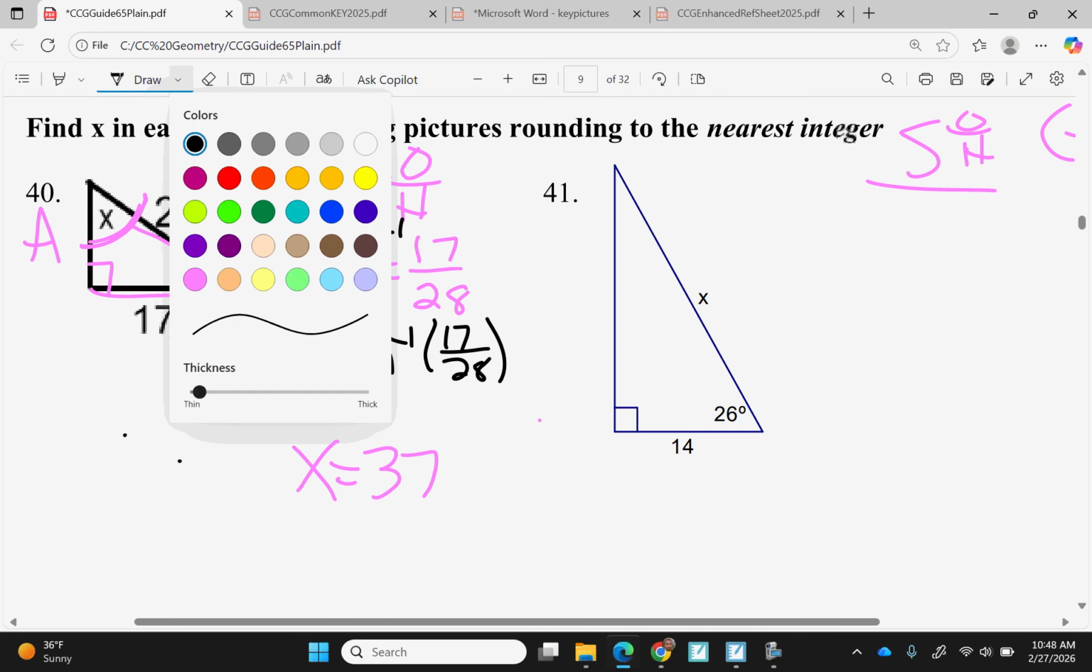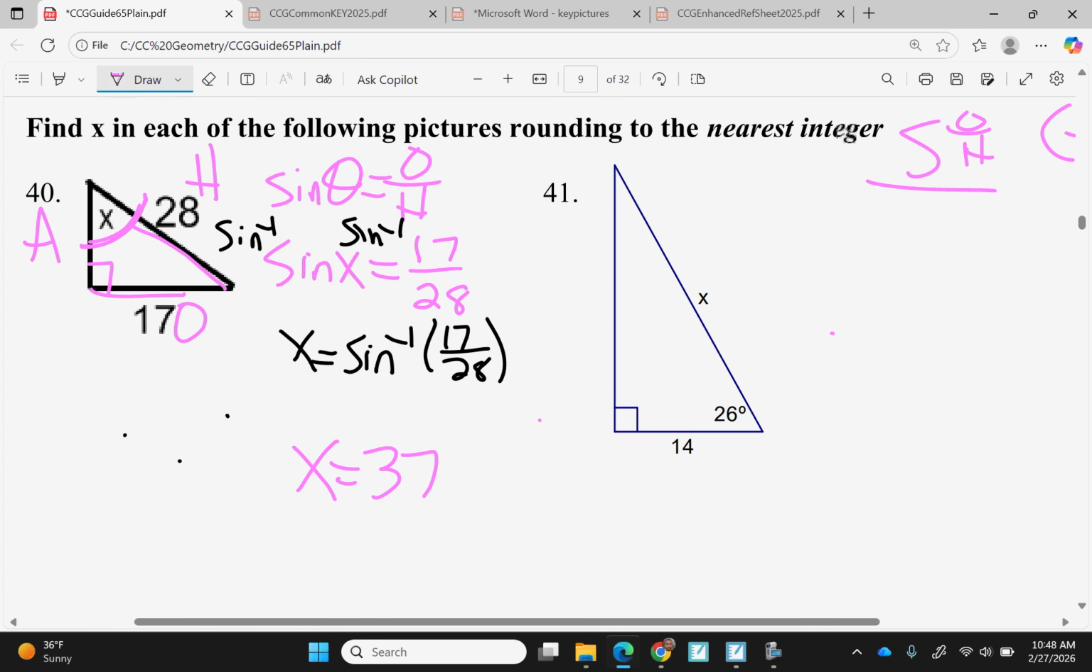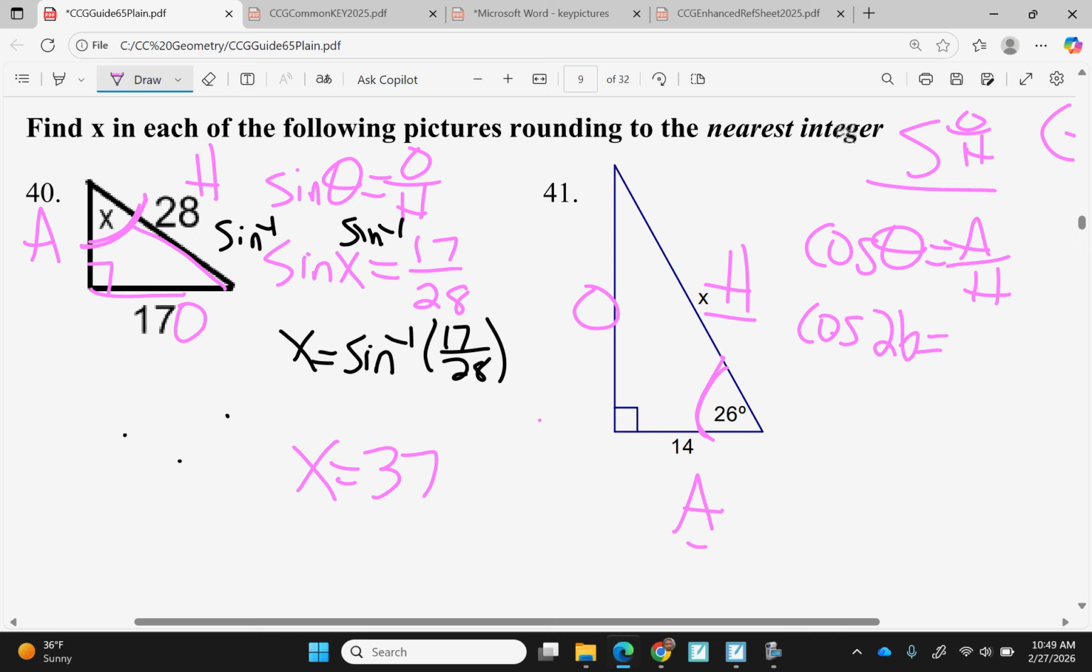Let's go back to pink. I'm enjoying this pink. Step one, label my H, my A, and my O. A and H are involved. That's cosine. So it's cosine theta equals A over H. Theta is always the angle, which in this case is 26. A over H is 14 over X.